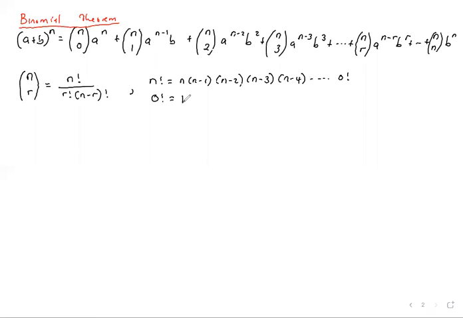Because imagine coming from 100 by 99, by 98, by 97, 96, you get to 0 factorial, it becomes 0, meaning the whole thing you have done here is just 0. So to avoid that, 0 factorial was defined as 1.